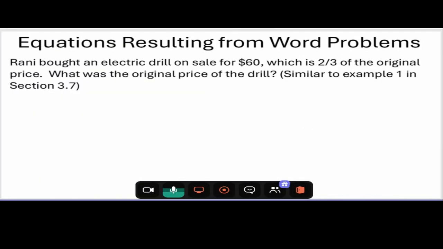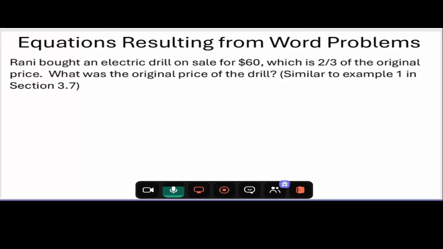So, equations resulting from word problems. Here we're just going to try a bunch of them. Randy bought an electric drill on sale for $60. That is 2/3 of the original price. Question: what was the original price of the drill? I started by putting what they were similar to examples, and I think I forgot to do that as I went on to the rest of them. But this is similar to example 1 in section 3.7 of Math 053.